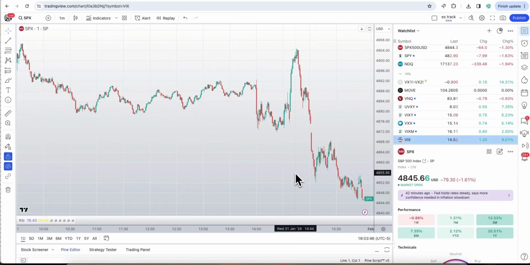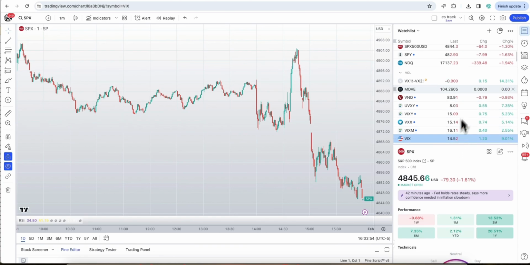I want to talk about the market reaction today to the FOMC. It was really quite interesting. As you can see here, we're down about 1.5%, a little bit more in the S&P. NASDAQ fared a little bit worse, as you can see, down almost 2%. There was the weak earnings.